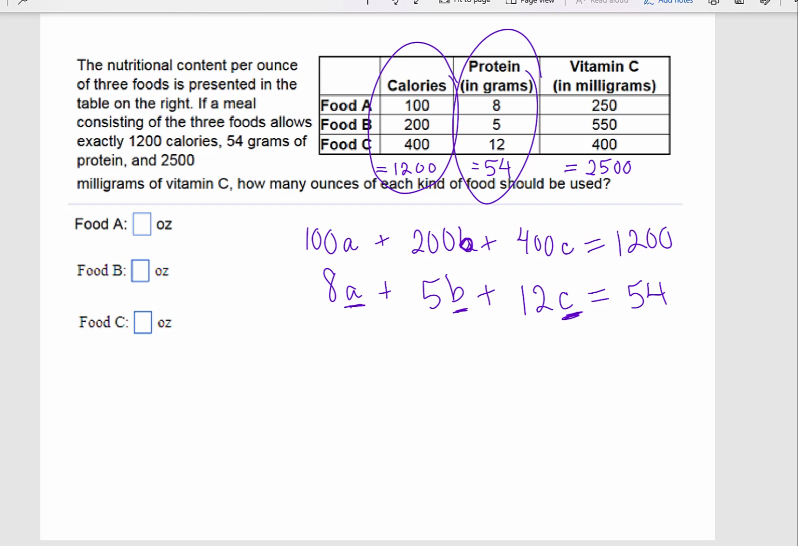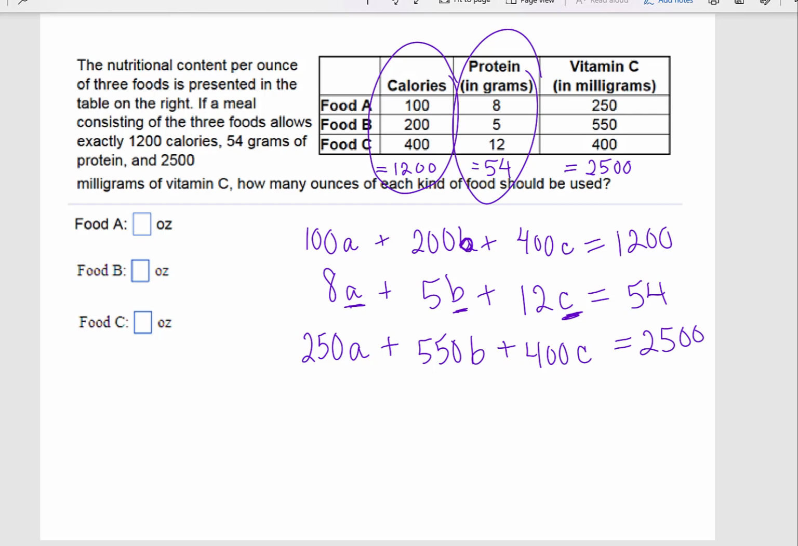And then same thing in the first row with the calories. So for vitamin C, however many ounces of food A we have, multiplied by 250 milligrams, and then 550 milligrams times however many ounces of food B, and then 400 times however many ounces of food C we have, has to equate to 2,500.